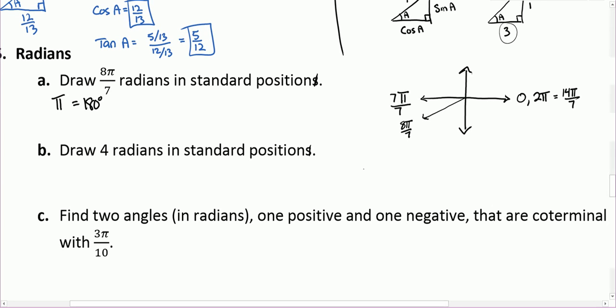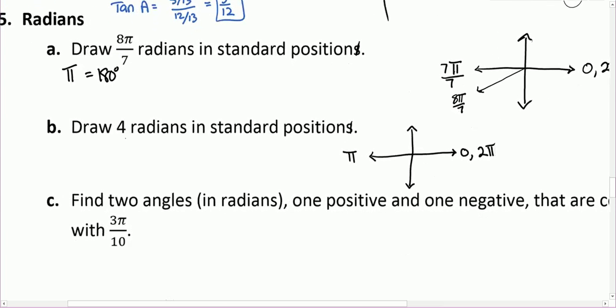For part B, again, we're working in radians. We have 0 radians, we have pi radians, and back to 2 pi radians. And here we're working with 4 radians. Remember, pi is roughly 3.14. So 2 pi, if we double that, would be roughly 6.28. So 4 radians is bigger than 3.14, so bigger than pi, but closer to pi than to 2 pi, so we're going to be in quadrant 3. So this is roughly 4 radians. This is 3.14. This is 6.28.